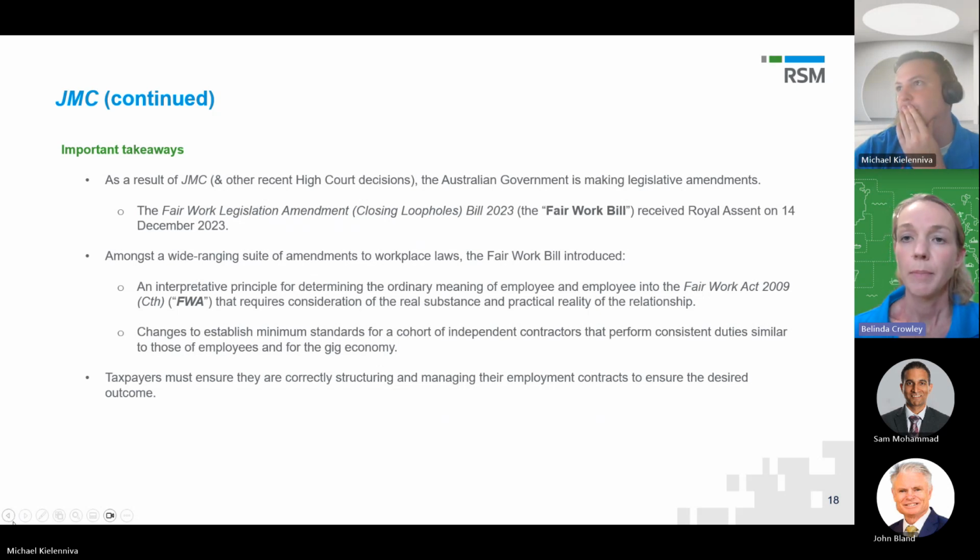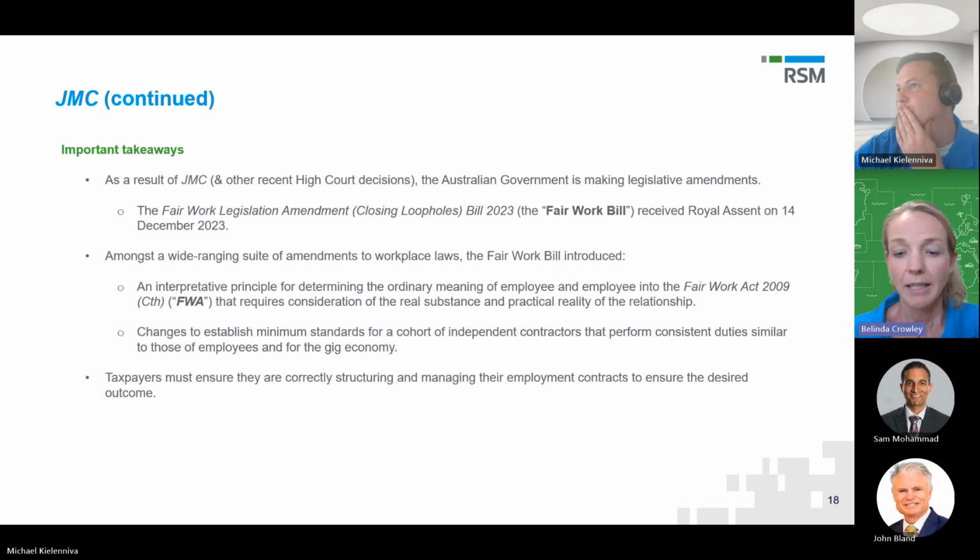The court also made comments that they didn't think there was sufficient support that JMC had adequate control over Mr Harrison, and the other factors in that multifactorial test either pointed to a contractor relationship or were largely neutral. The Commissioner did apply for special leave, but it was denied.